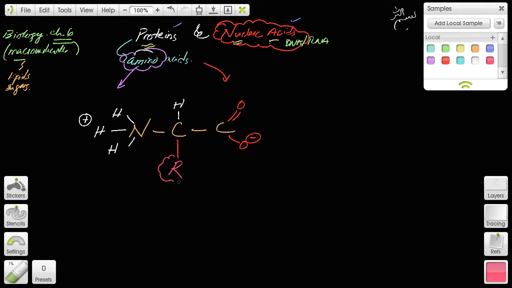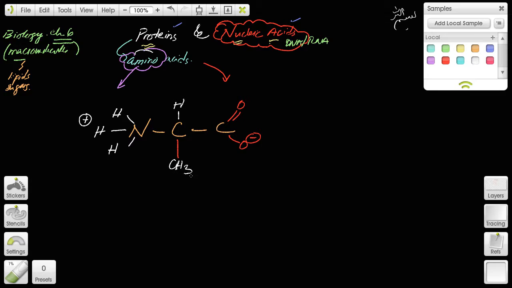R, what do you say? R, what to you? So R. See, R is a group. R can be many different things. R could be H, then this amino acid would be glycine. R could be this CH3, then this would be alanine. If this is something different, it could be something else.